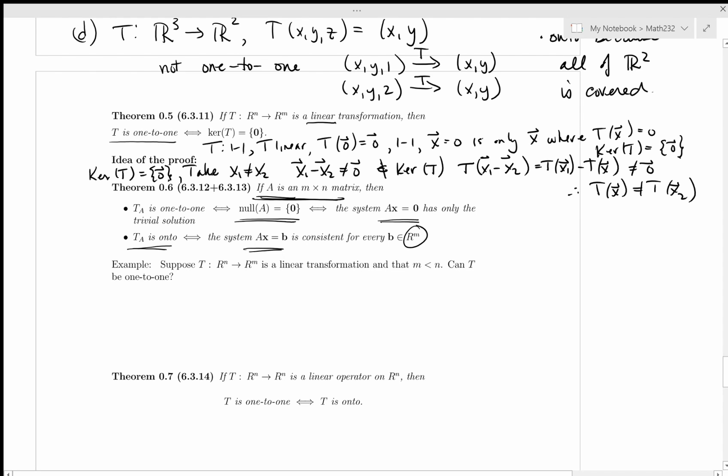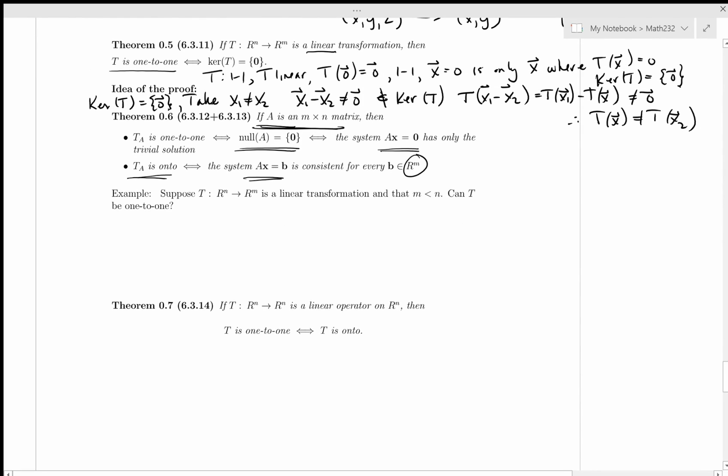Okay. Suppose we've got a transformation from Rn to Rm. It's linear, and m is less than n. So we're going from a higher dimension down to a lower dimension. Can T be 1 to 1? Think about this for 2 seconds. Commit, and then see if you're right. Okay, while you're thinking, for example, we could be doing a transformation from R3 down to R2. Can it be 1 to 1? No, it cannot.